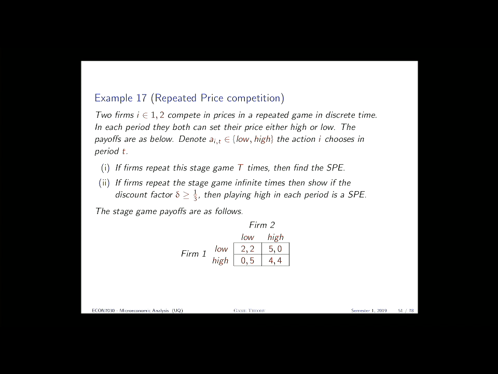In each period, they both can set their prices either high or low. The payoffs are as below. Denote a_i,t as price low or high. a is the action of firm i at time t. Now we have another element for the action, and that is the time. Previously we had the action of firm i. It was either choose a price high or low. Now it is at time t. Either it's period 1, 2, and so on.